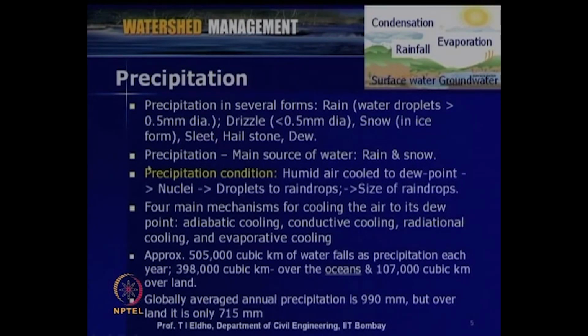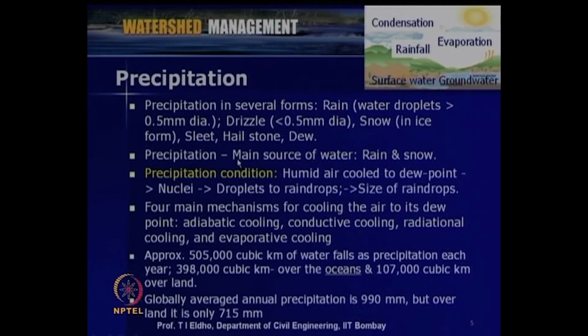When precipitation happens, there are four main mechanisms for cooling the air to its dew point. As I mentioned, the formation of dew point is the first step in the precipitation condition. The four mechanisms are adiabatic cooling, conductive cooling, radiational cooling, and evaporative cooling. Depending upon how effectively these mechanisms act, dew point formation takes place, and then finally droplet formation and raindrop formation happen.